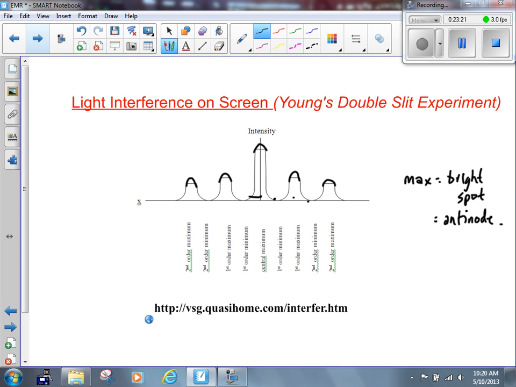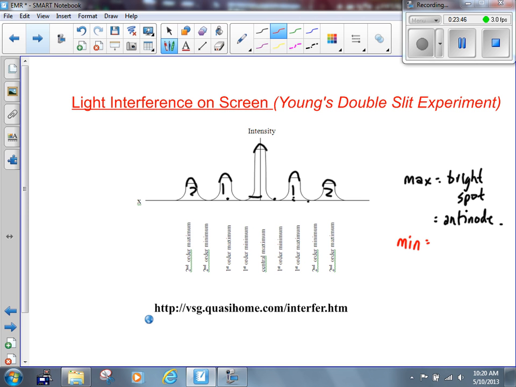The next one we see on the right side or the left side, okay, it's symmetrical. Both sides are named the same. We're going to call the first order maximum. So this would be the first order maximum, the second order maximum, the first and second order maximum on the other side.